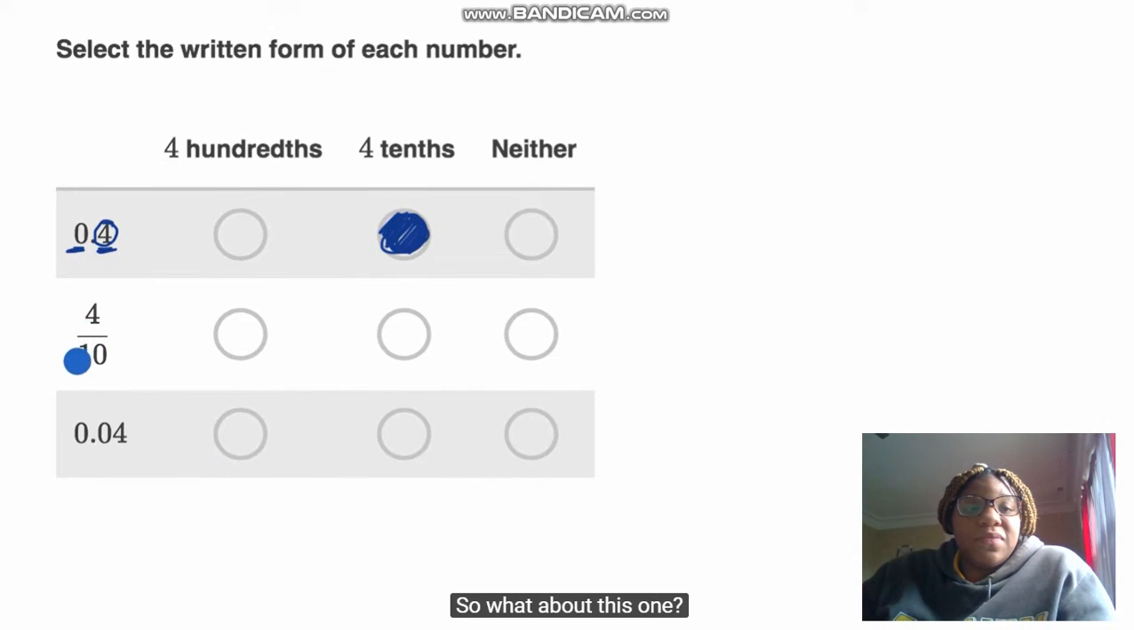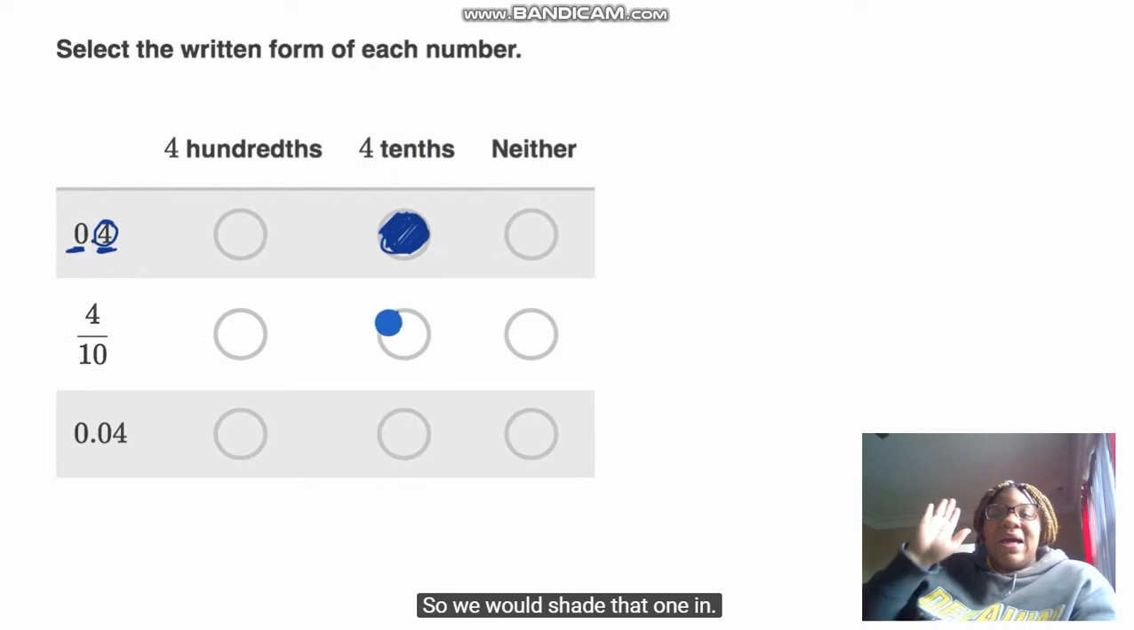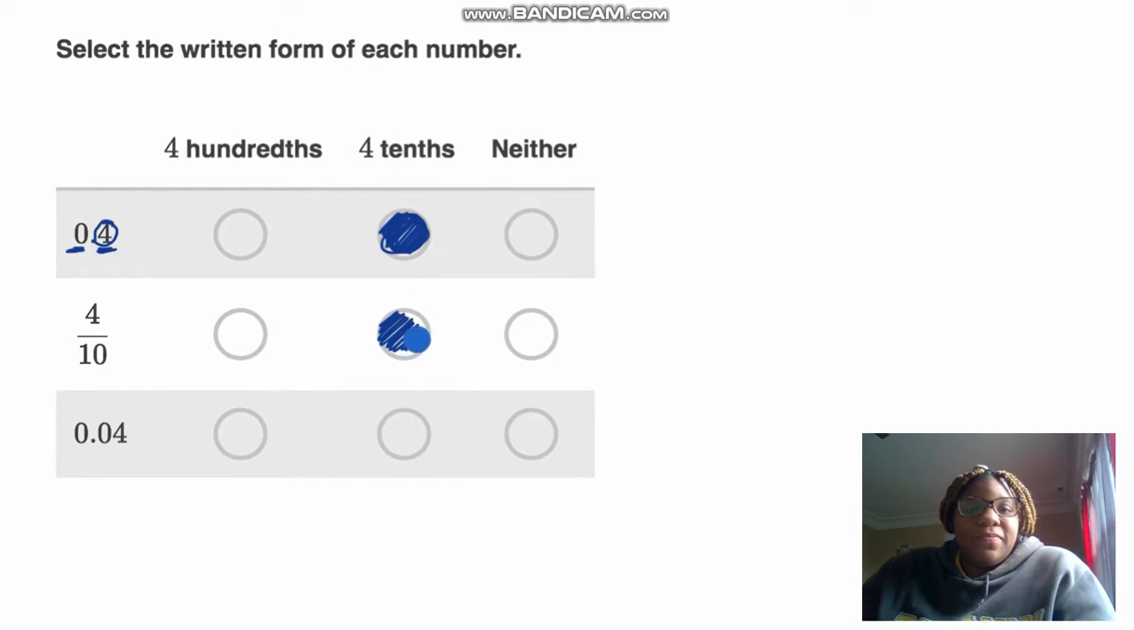So what about this one? Well, this one we would read: you have 4 out of 10 or 4/10. So this again would be 4/10. If you got that, we would shade that one in.